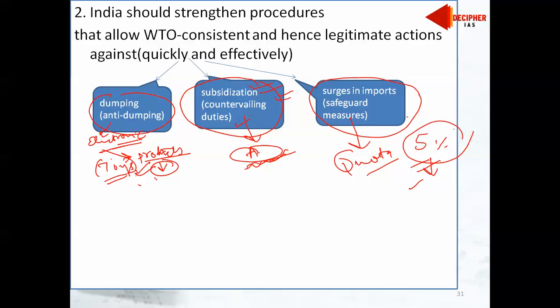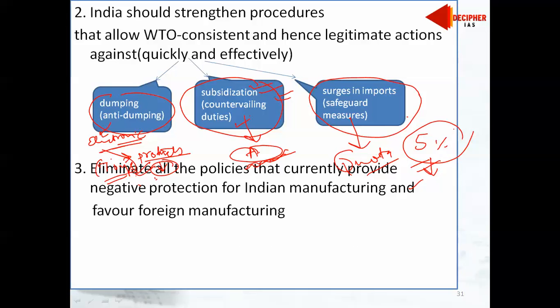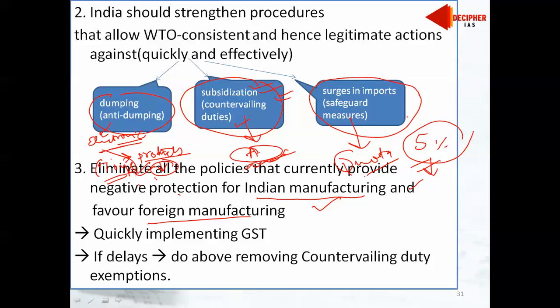Okay. The third point is we should eliminate the policies that favor foreign manufacturing and have a negative effect on Indian manufacturing. How will we do it? We will quickly implement GST, because GST will lead to a reduction in the tax rate and it will bring in efficiency. Also, the tax benefits that the foreign firms earn will reduce.